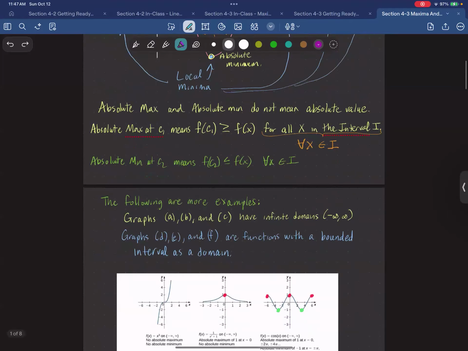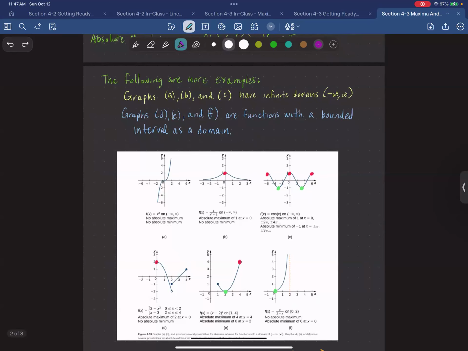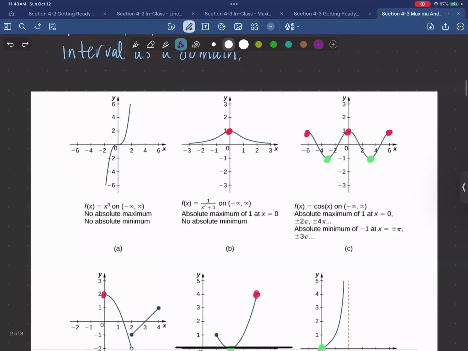We got some more examples right here. The top three have infinite domains. They keep going on and on, negative infinity to infinity. X cubed doesn't actually have any max or min because it keeps going up or keeps going down. These others keep going onward, and it looks like they're going to 0, but they don't actually cross 0, and they can't because the function there has a 1 on top, and fractions only equal 0 when the top equals 0.